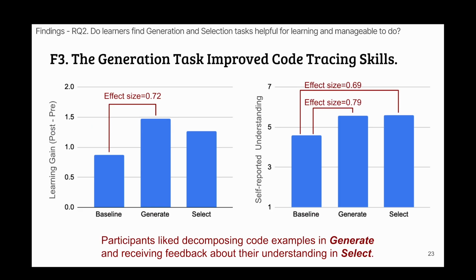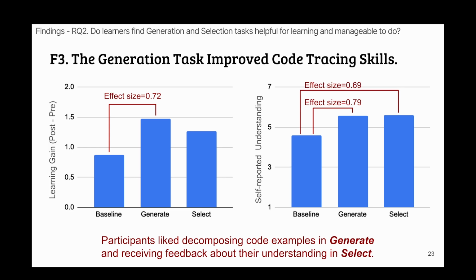Our pre and post tests show that the generation task had a medium to large effect on participants' code tracing skills, which is to interpret a given code. Generate and select participants also had higher self-reported levels of understanding of the 3 code examples compared to baseline.